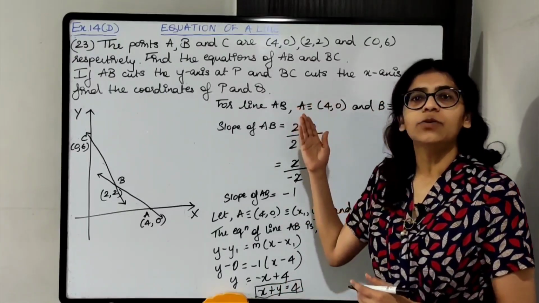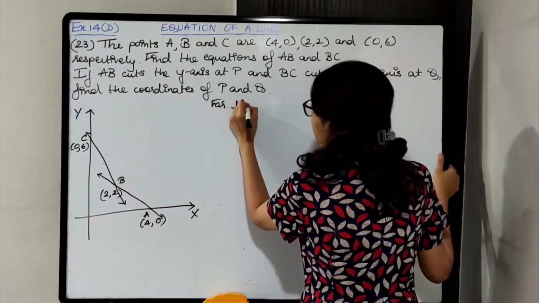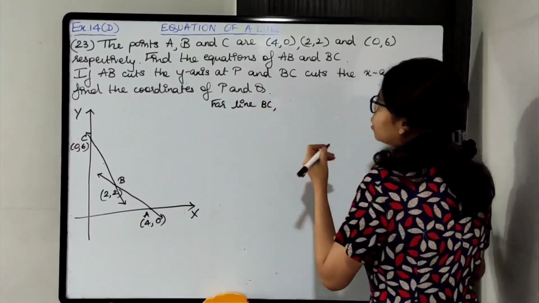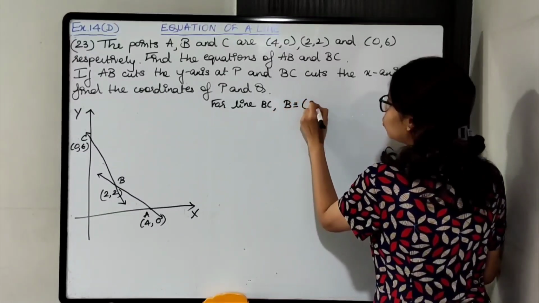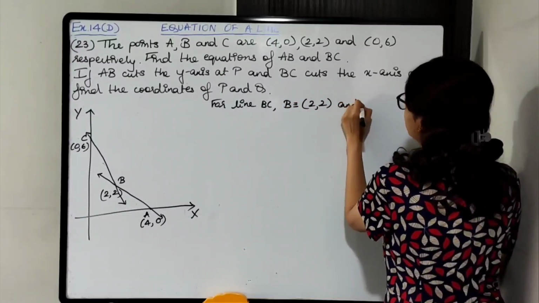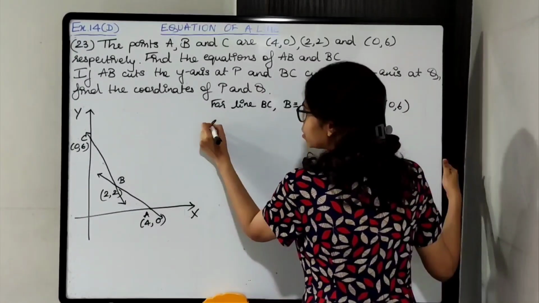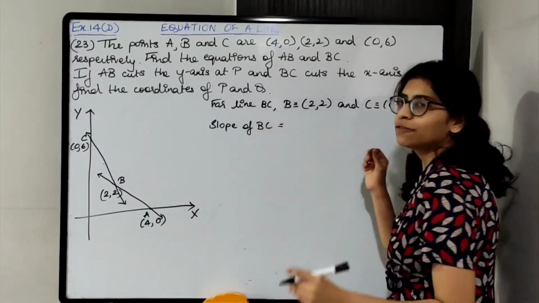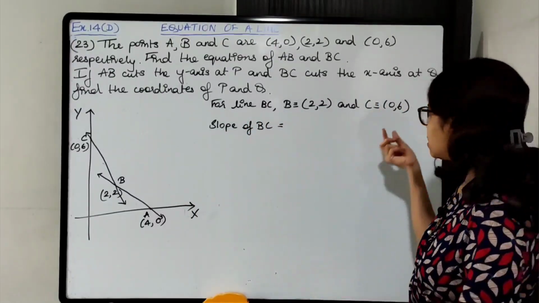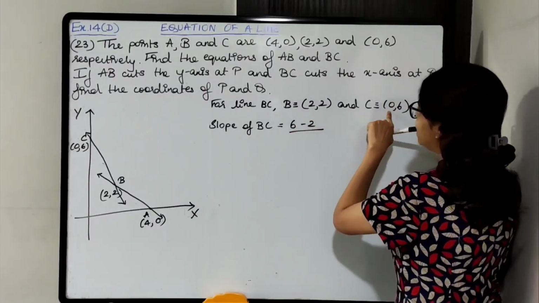Same way we'll find the equation of line BC. For line BC, write down the coordinates of B and C. B is (2, 2) and C is (0, 6). Slope of BC. First we'll subtract the y coordinates. So 6 minus 2 upon 0 minus 2.